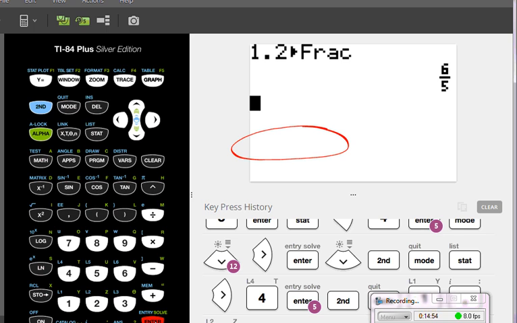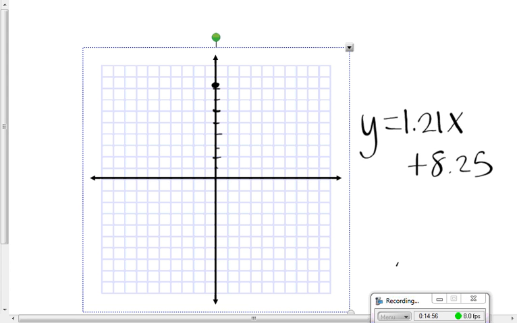Okay. So let's go over to our notes. So 1.2 is approximately 6 over 5, right? Which means that I could go up 6 and over 5, which I'm kind of running out of room. But I could definitely go down 6, right? I'm at 8.12, so I'm going to end up just right about here.